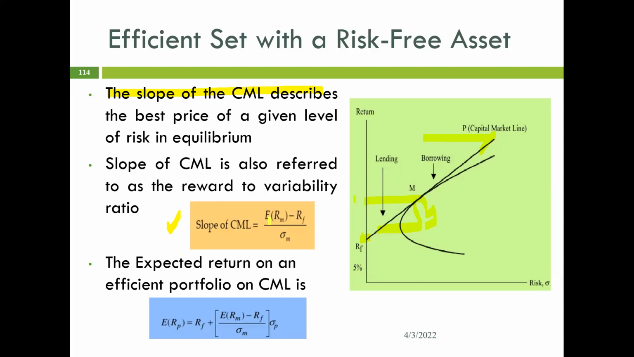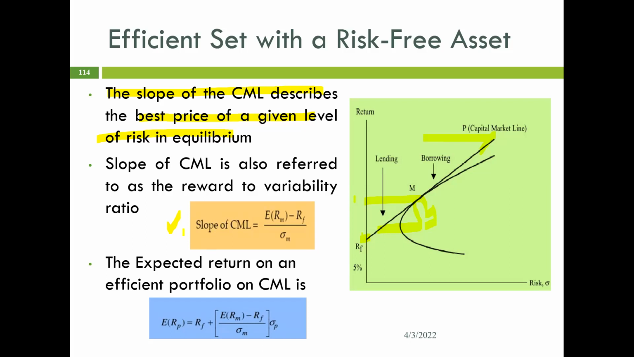So once you know the slope, the slope of the capital market line gives you the best price of a given level of risk in equilibrium. Market එකේ සමතුලිතයේදී දෙන ලද risk එකට අදාළ price එක තමයි මෙතන තියෙන්නේ. මේ මොන risk එකද දැන්? This is only the systematic risk. This is only the market risk. So if you calculate the slope here, this is simply the best price of a given level of risk at the equilibrium.